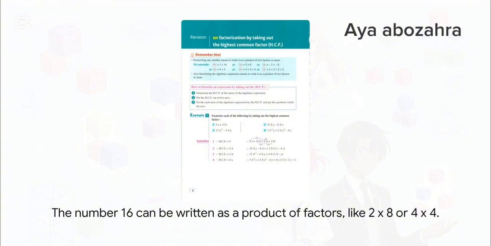Let's bring this down to earth with a simple number we all know, 16. Sure, you can think of it as 2 times 8 or 4 times 4, but if you break it all the way down to its most basic, its prime ingredients, it's just a bunch of 2's multiplied together. That's it. That's factorization. And we're about to apply that same exact idea to algebra.